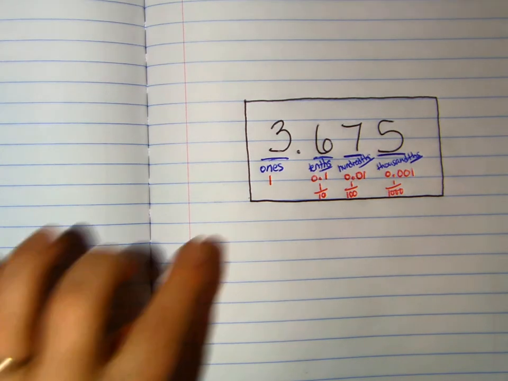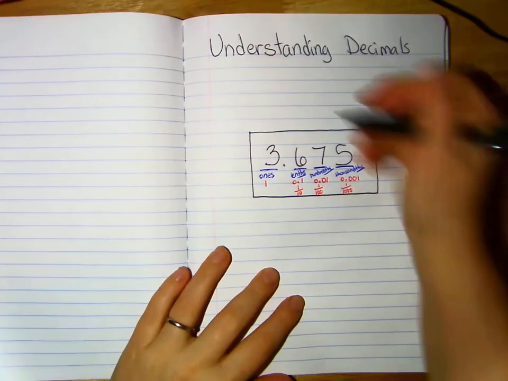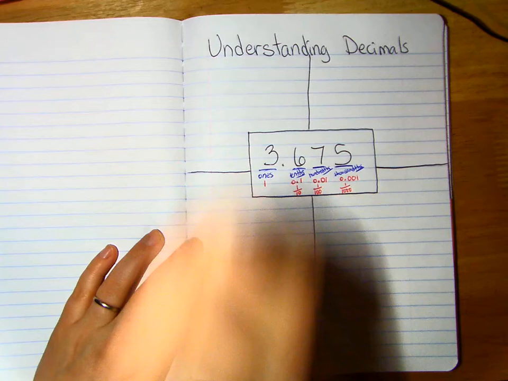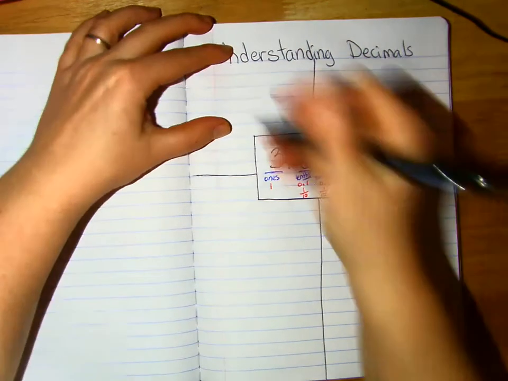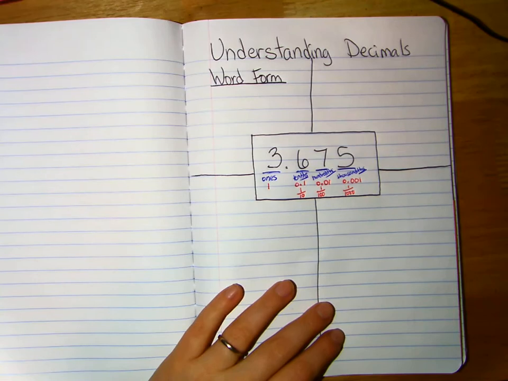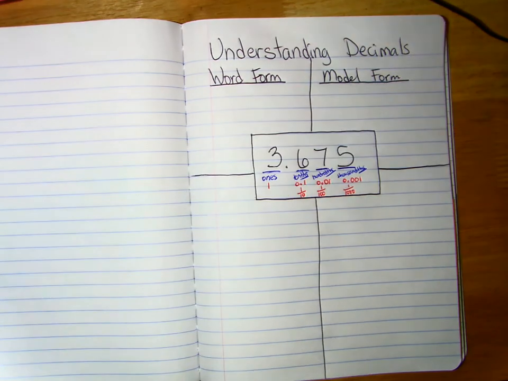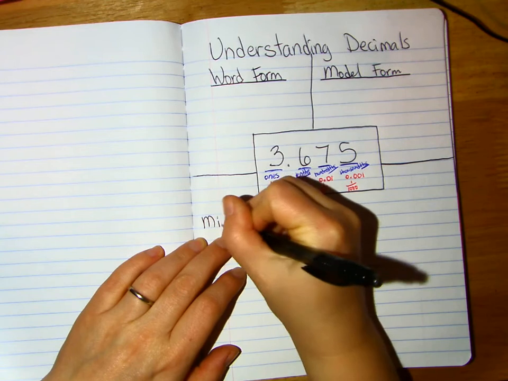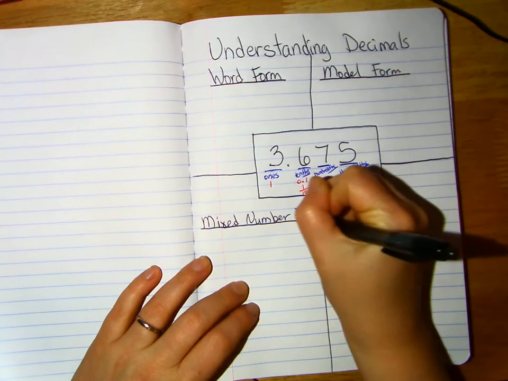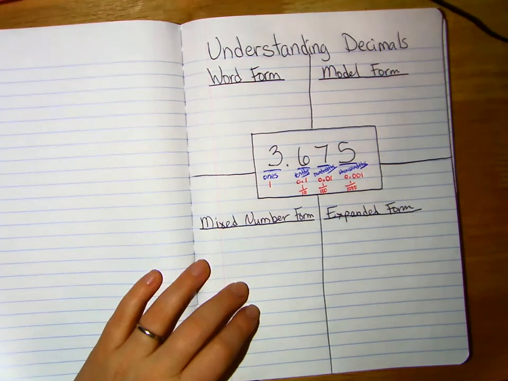So the first thing I'm going to do is think about all the different places for my number. And then there are 4 different ways to look at this decimal that we're going to think about this week. So I'm going to break this up so I have room to write all of those. So thinking about this decimal, there's 4 ways we can write it. We can write it in word form. We can write it in model form, like we can draw it out. I can write it in mixed number form. And I can also write it in expanded form. So these are the 4 ways that we're going to look at decimals this week.